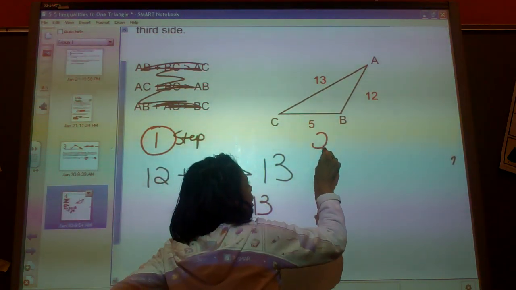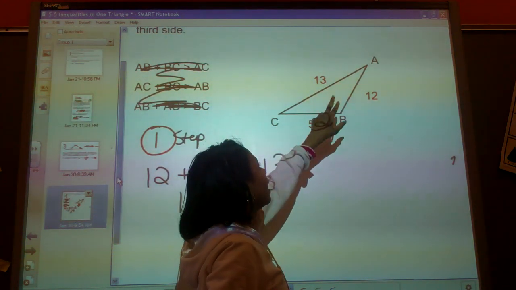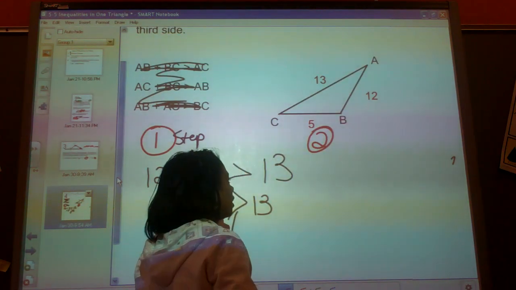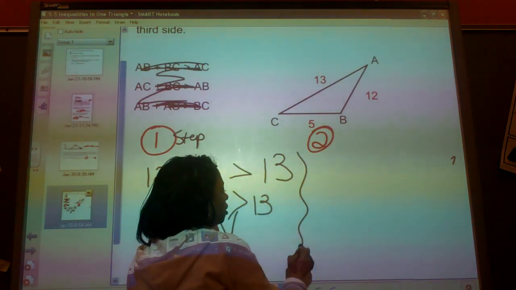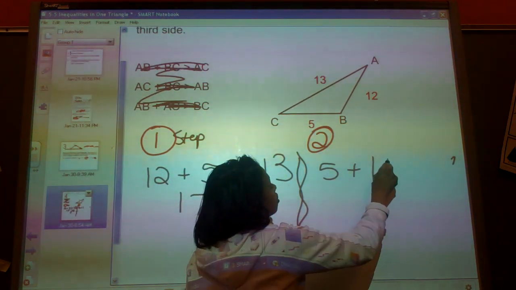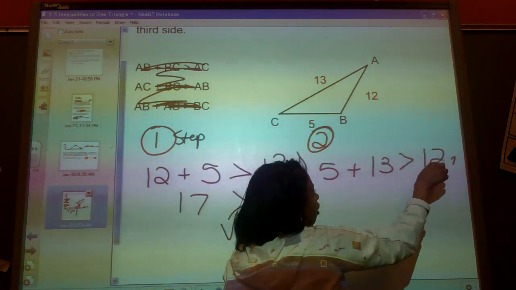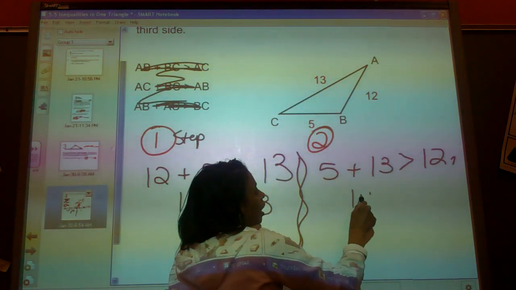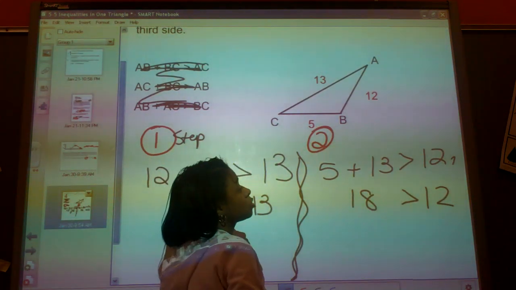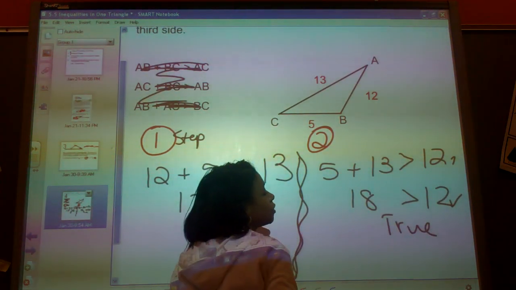Here's my second check. My second check, I'm checking BC and AC. And I'm trying to see if BC plus AC is greater than AB. So here I am. I'll put a little line here so you can see the difference. So I have 5 plus 13, and it needs to be greater than this third side, AB, which is 12. When I add them together, 18 is greater than 12. So because these two are true as well, so far, this is still a triangle.